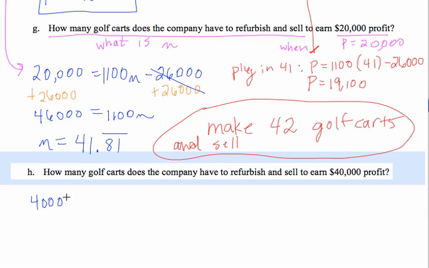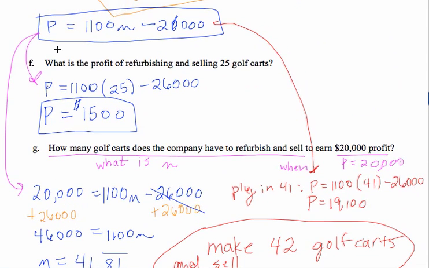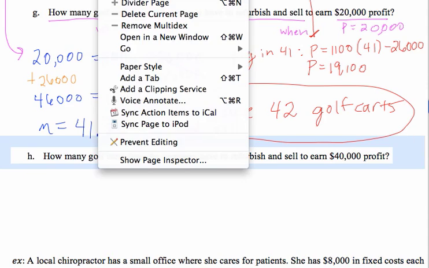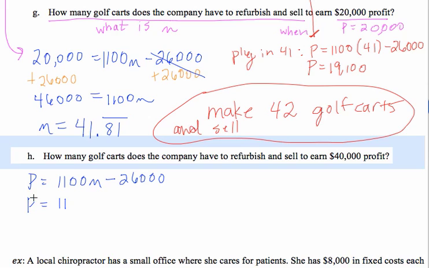I am going to plug in 40,000 into the profit equation. You know what? I need to copy my profit equation because I can't see it. So P is 1100N minus 26,000. Let's just copy that. I'm plugging in 40,000 for profit. So 40,000, that's P right here, equals 1100N minus 26,000.